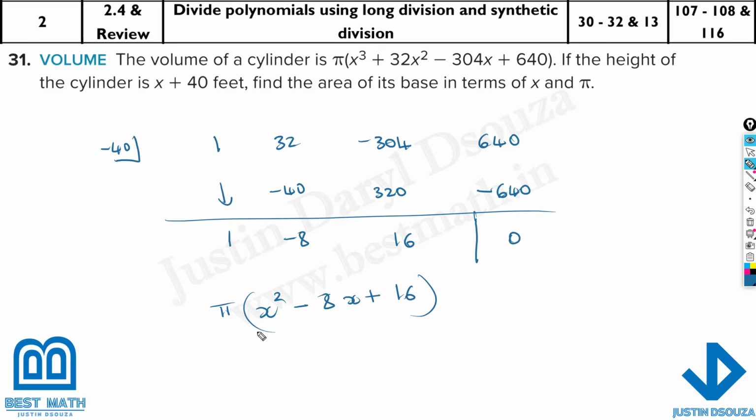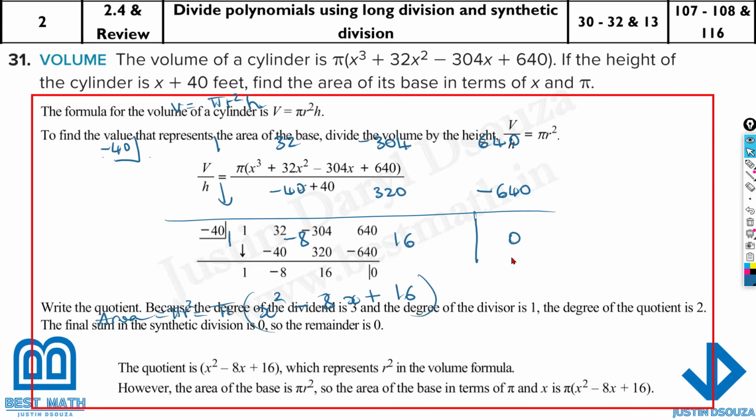I can write in sentences. So this is the area. Area is equal to, and you can also write the formula which we had written at the beginning. Volume is pi r squared h. What we did, we took h over here to the other side. V divided by h, and that area is basically pi r squared. That is it. So that will be the final answer. Since there's no remainder, you can just write it like that. Say it's pi times x squared minus 8x plus 16.